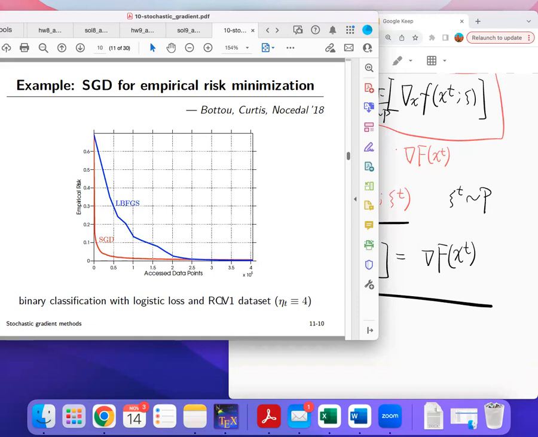And this is a comparison between SGD and some deterministic methods. The intuition is that the x-axis is the number of data samples that we query. You can see SGD is very efficient with regard to the sample complexity. By querying very few samples, SGD can reach a very low population loss, empirical risk.